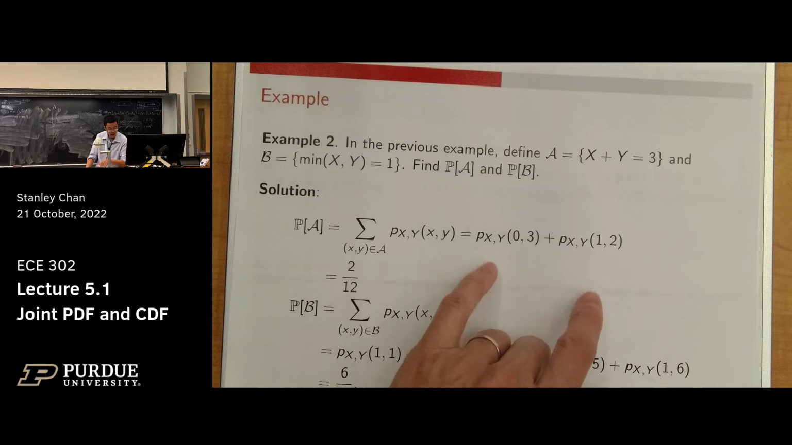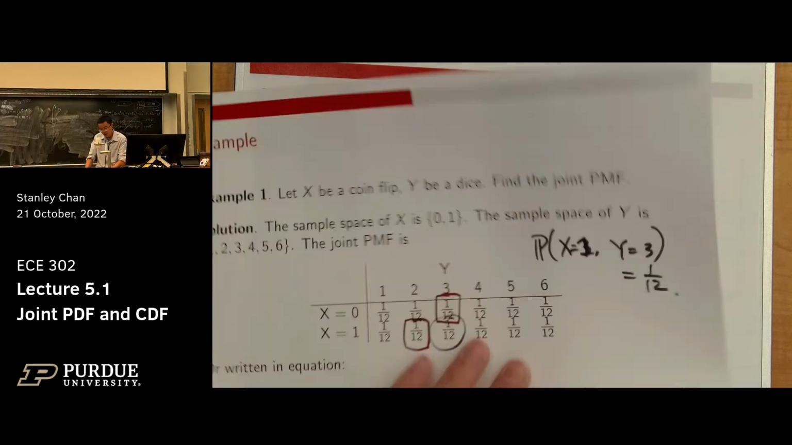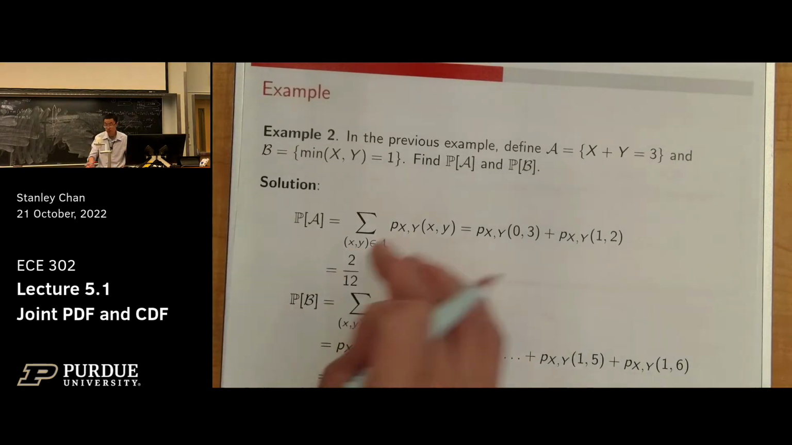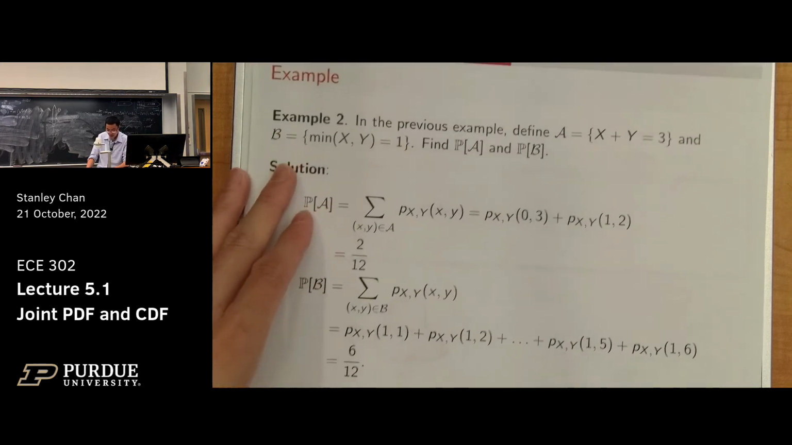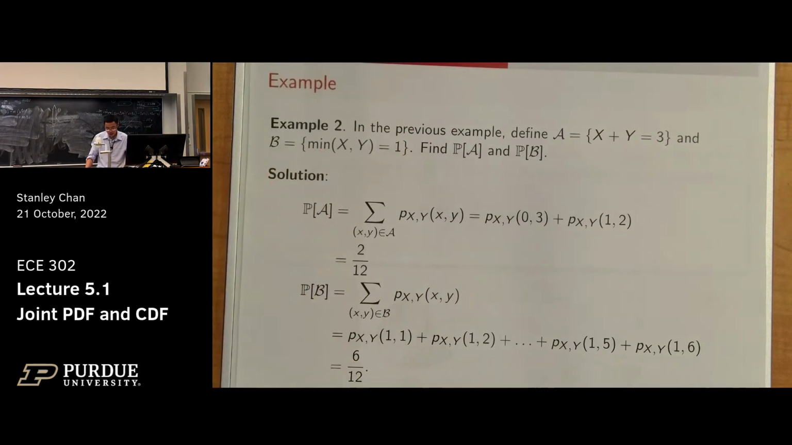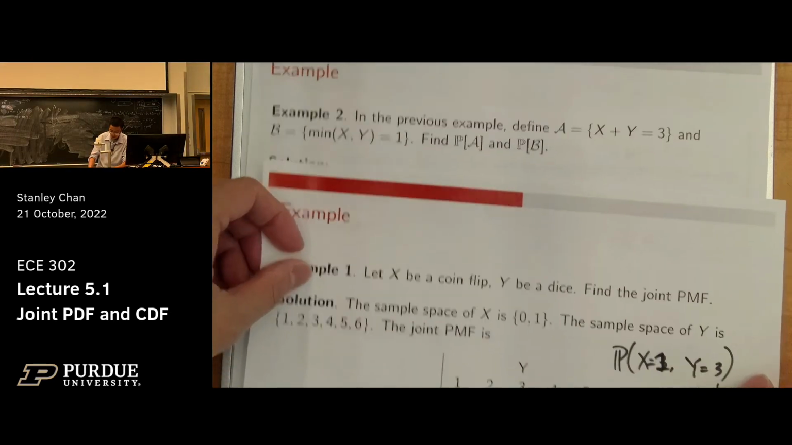And then you look at the table, you ask what are the values, 1/12, 1/12, you get 2/12. How about the event of B? Event of B is that the minimum of x and y equals 1.